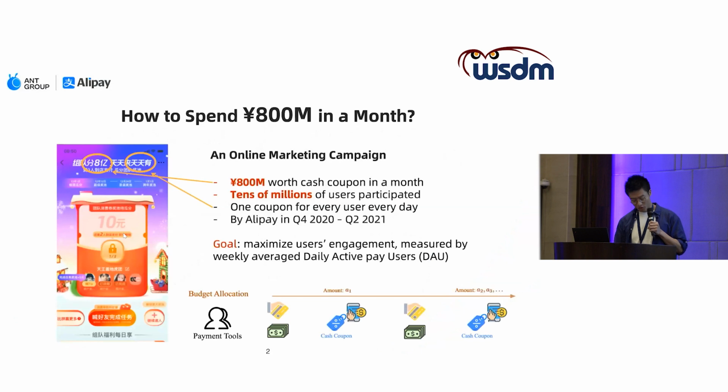Our research is motivated by a real-world online marketing campaign where a digital payment app, Alipay, distributes cash coupons to improve users' engagement. In this campaign, users can use 1 cash coupon per day and a budget of 800 million yuan is spent in a month. The goal is to maximize the users' engagement measured by the weekly average daily active pay users, that is the weekly DAU, which is a long-term metric.